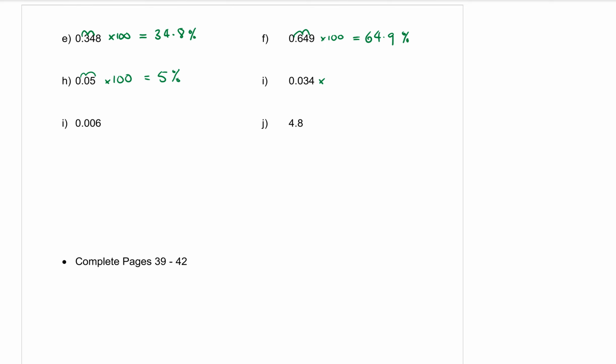Next one, everyone's the same. I'm timesing by 100. 1 jump, 2 jump, 3.4%. I, times it by 100. 1 jump, 2 jump, 0.6%. So it's still a decimal, but it's also been changed into a percentage. And last one, times it by 100, which means I do 1 jump over the 8, and I would need to add a 0 on the end for the second jump, so 480%. Please feel free to use your calculators if you're not happy jumping those decimal places.